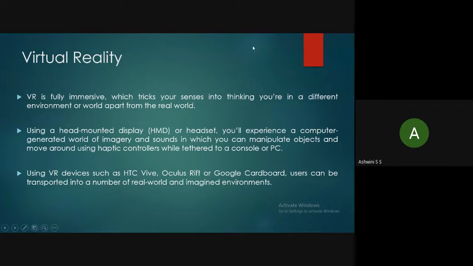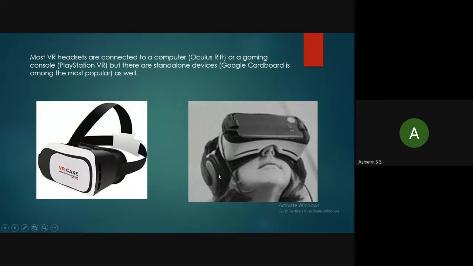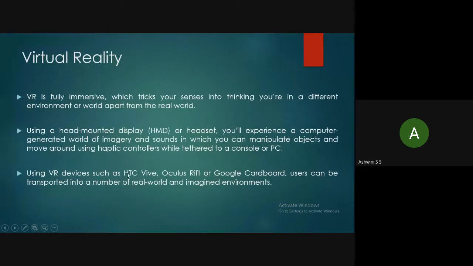So I'll show you one diagram so that by seeing that you can understand. Yes, this is the diagram. Here you can see a hardware component, and we can call it the Oculus Rift. There are many different hardware devices such as HTC Vive, Oculus Rift, or Google Cardboard. These are some of the VR devices, where by wearing them the users can be transported into a number of real world and imagined environments.